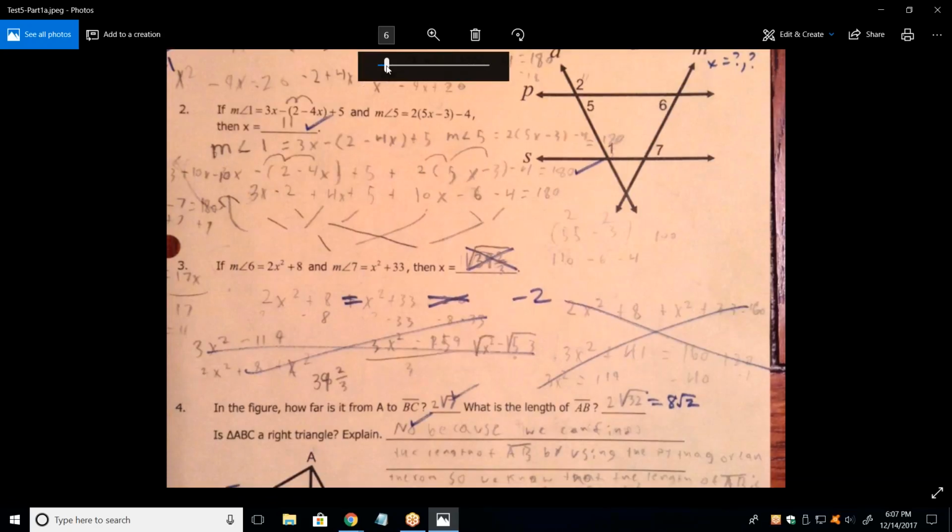Chord. And nice clear pictures tonight, too. Yeah.